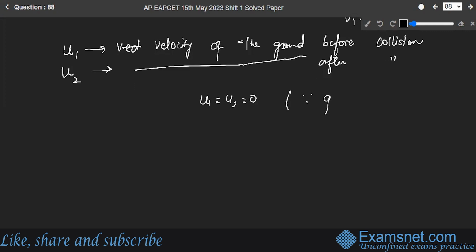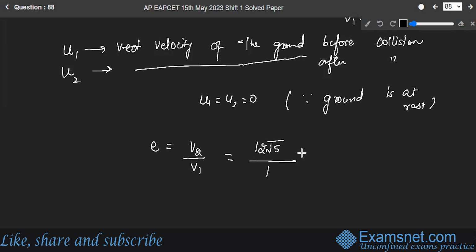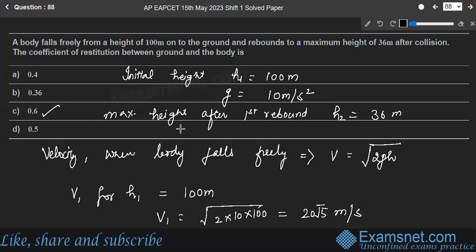Because ground is at rest, E becomes V2 upon V1. Let's fill in the values. You have 12 root 5 divided by 20 root 5. That makes E as 0.6. So you have option C as the correct answer. Hope you understood this. Let's move to the next question.